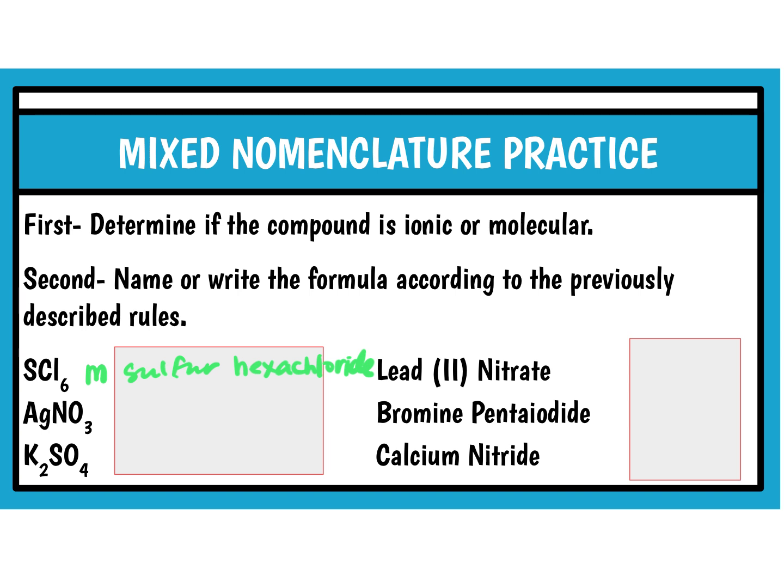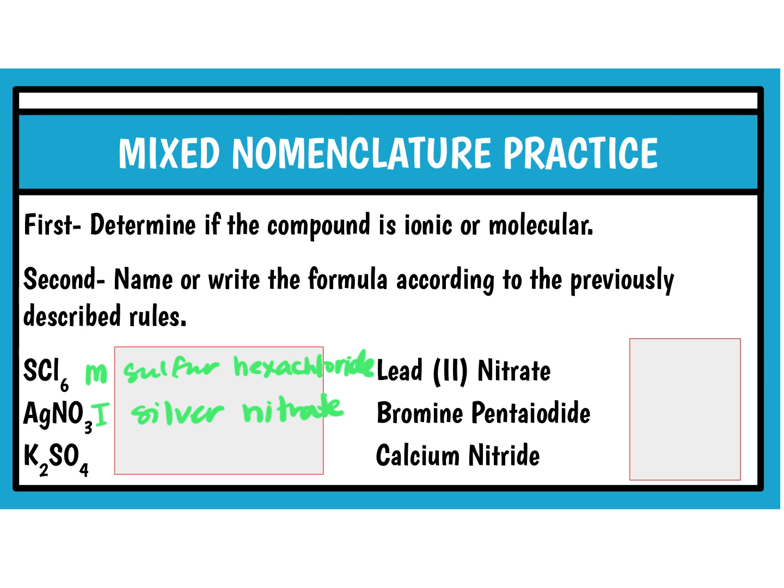If we look at this one, it is silver, and then nitrate. Silver is a metal, so I know that this is going to be an ionic compound, but silver is a metal that only has 1 charge. So we don't have to use a Roman numeral, so I'm going to say that this is ionic. And then this would be silver nitrate.